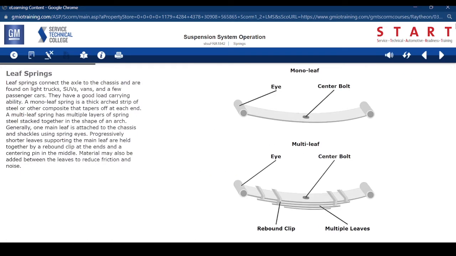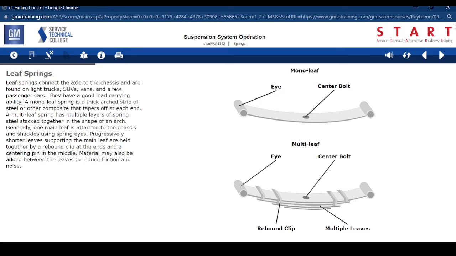Leaf springs connect the axle to the chassis and are found on light trucks, SUVs, vans, and a few passenger cars. They have a good load carrying ability. A monoleaf spring is a thick arched strip of steel or other composite that tapers off at each end. A multi-leaf spring has multiple layers of spring steel stacked together in the shape of an arch.